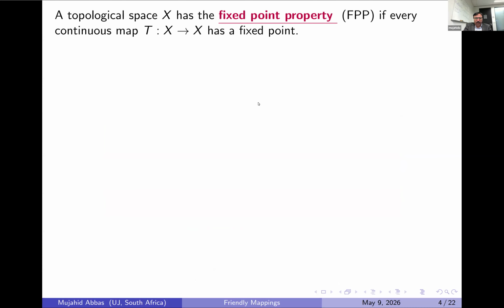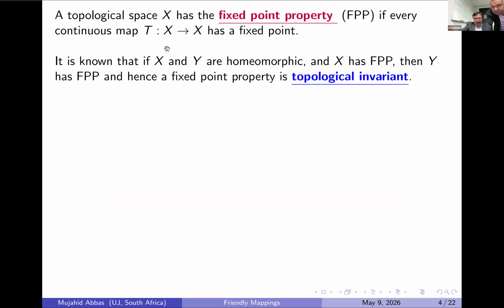Let me see if I can remove this slide over there. Yes, now it's okay.